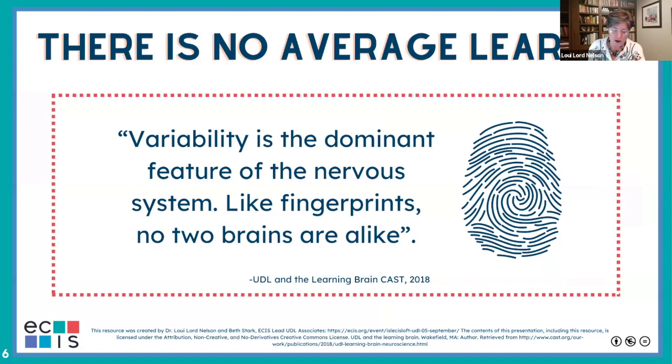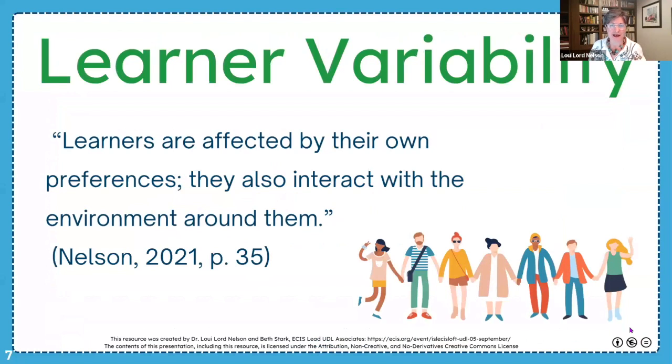But this also leans into this dominant feature, like CAST has told us, within our nervous system. So variability lives in our brains. It comes from neuroscience. So I don't want anyone out there to think, oh, it's just this thing. No, it is a neurologically backed piece of evidence about us. And so that is a grounding piece for Universal Design for Learning.